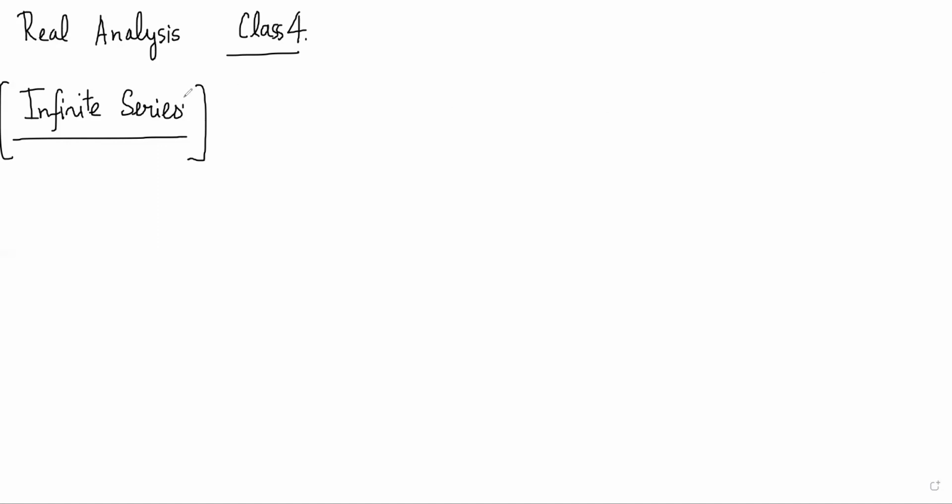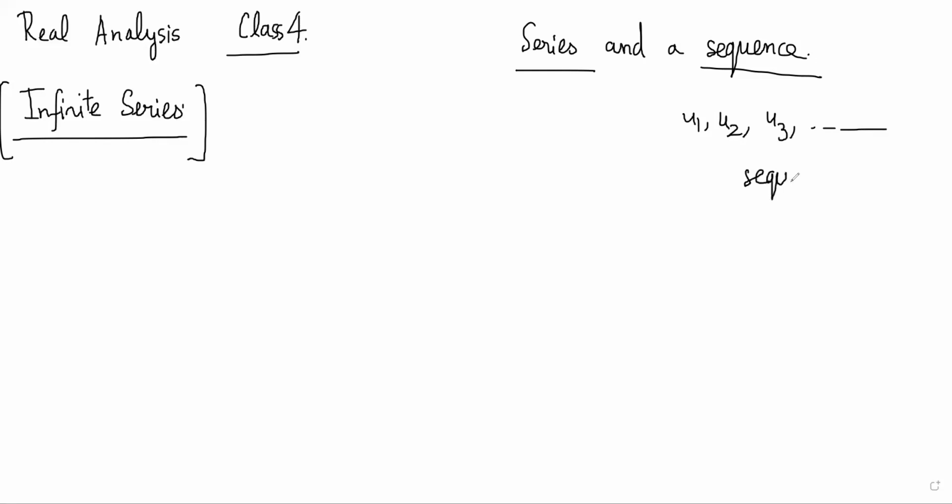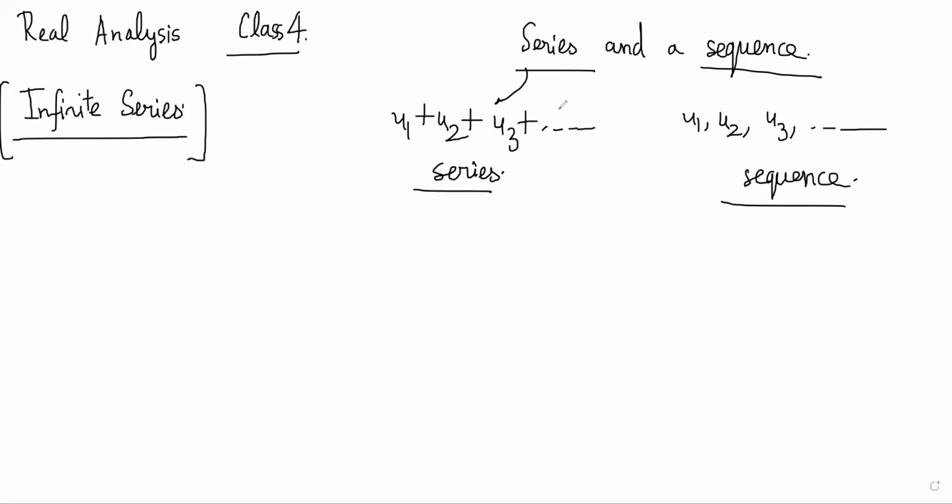First of all, you need to understand the difference between a series and a sequence. There's a difference between these two terms. A sequence is just a collection of numbers. This is a sequence. It's a sequence of numbers. Series is the same thing if you write like this. This is a series, and you write it as a sum. That is a series. And this is a sequence. Right?